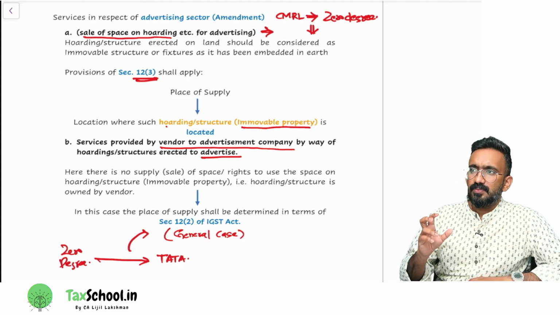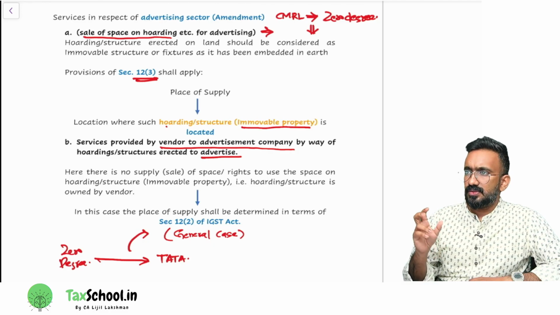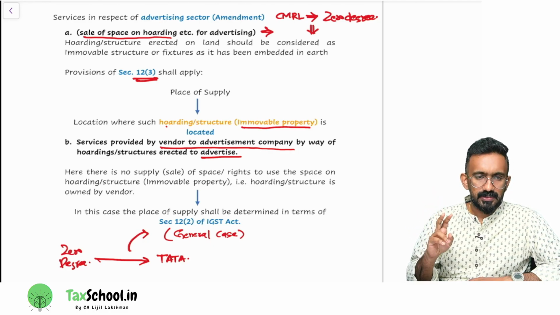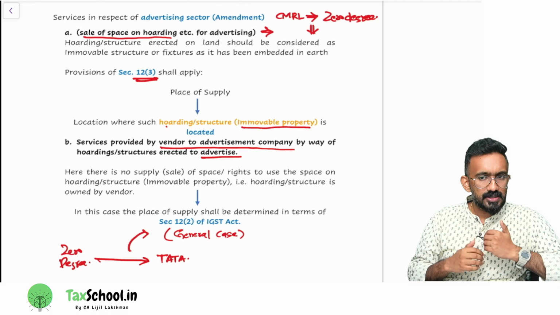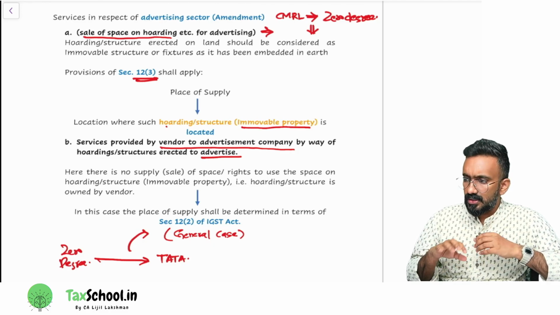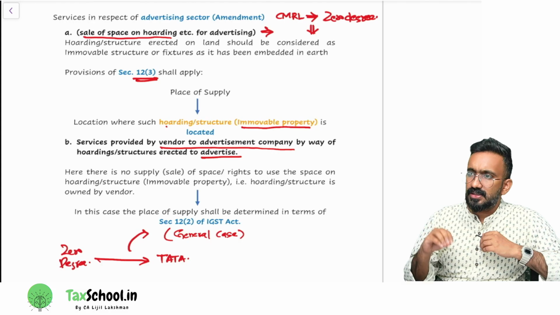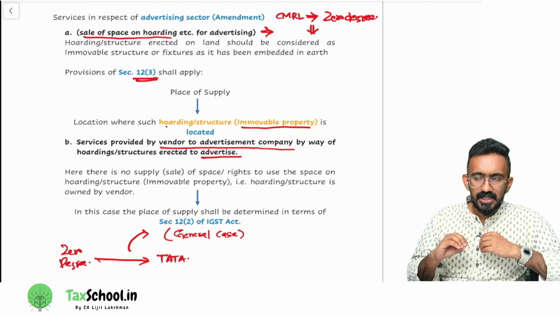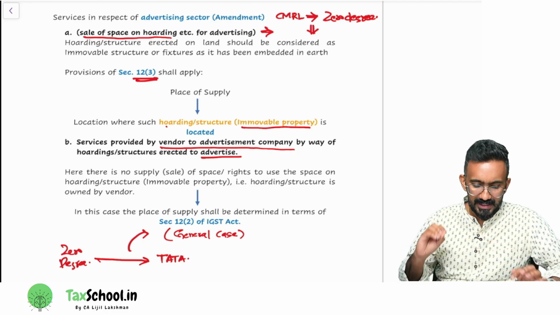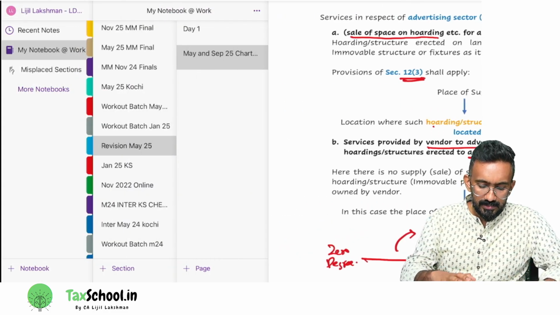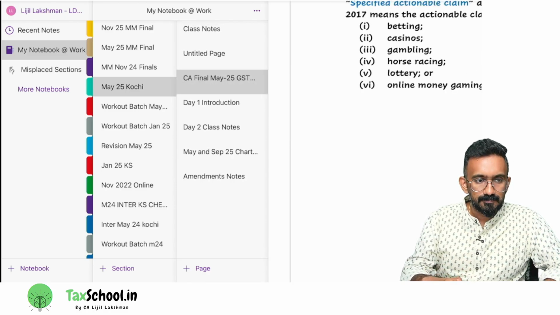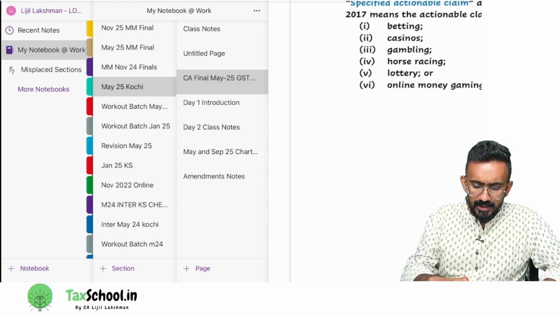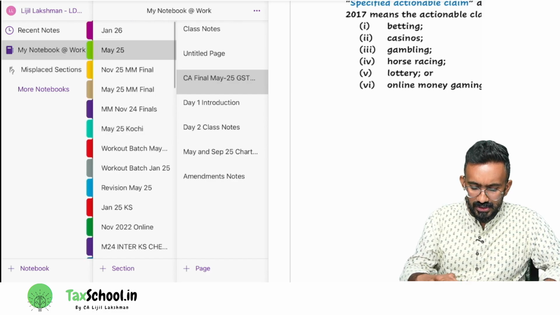They said when there is an advertisement service, there are two types of advertisement service that can happen. Every advertisement service is on hoardings. There could be leasing of hoardings by the person who has erected the hoarding to an advertisement agency. Then there could be a service provided by the advertisement agency to the final person who wants to advertise. Both of their place of supply will be determined separately. I can quickly give you an example to understand the structure of it.